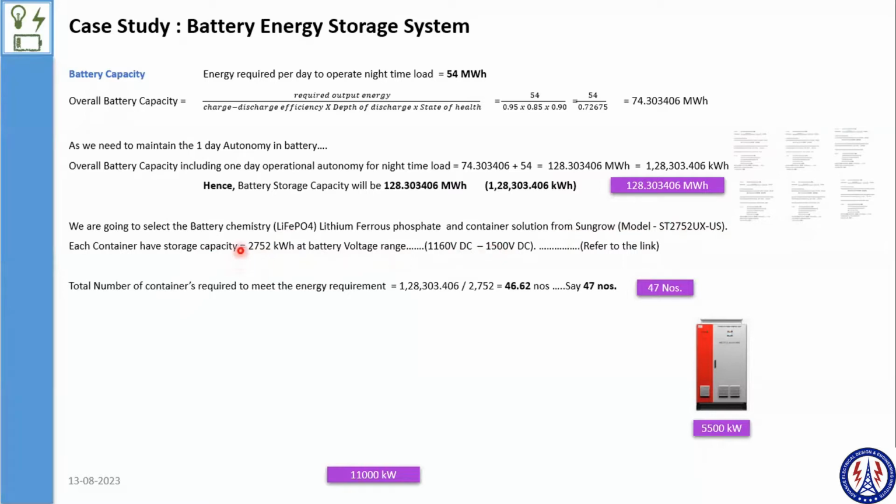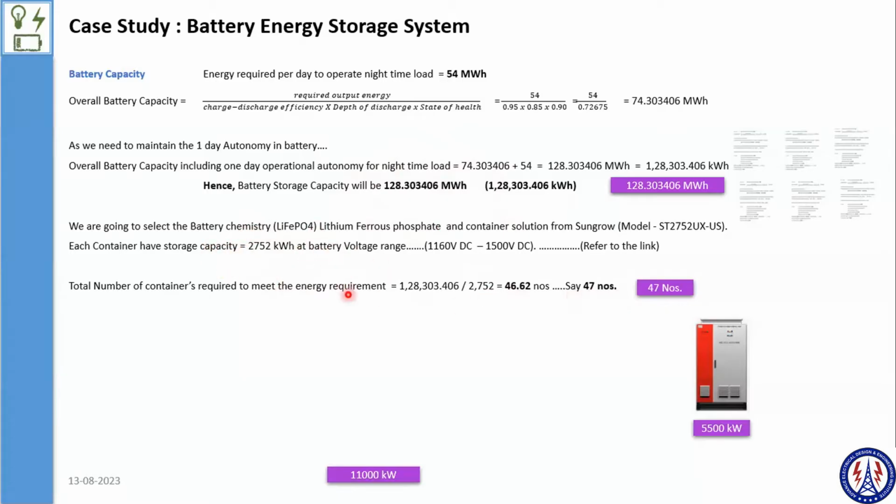Now I know how much energy each container can store. How much do I need to store? 128 megawatt hour. So what should I do now? I need to divide by this rating. So how many containers of the battery do I require?